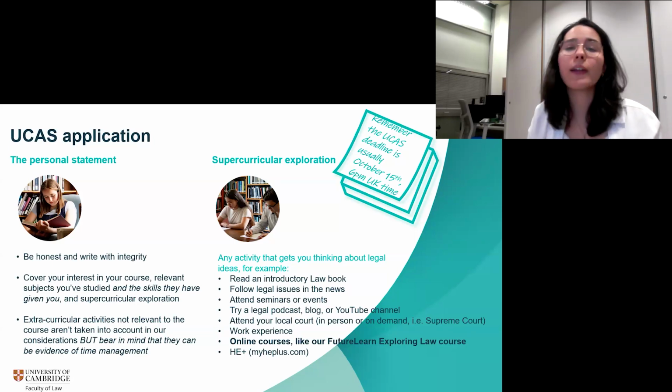And I've got a little note there to remind you that the UCAS application deadline is usually the 15th of October. So all that has to be done by October 15th, or ideally earlier, or whatever the deadline is for that year. It's usually October 15th, but it might be 2 days here or there.